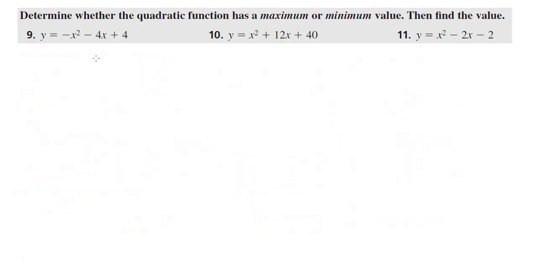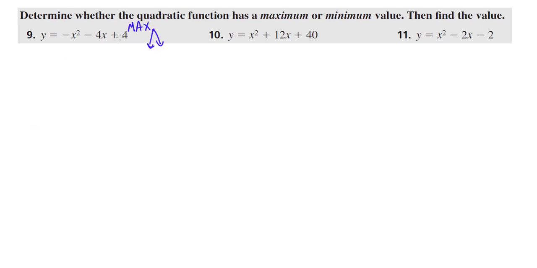All right, pause the video, try these 3 questions, and then come back and see how you did. All right, looking at number 9, we see that our a value is negative. That means this parabola is going to open downward, making the vertex the maximum value.